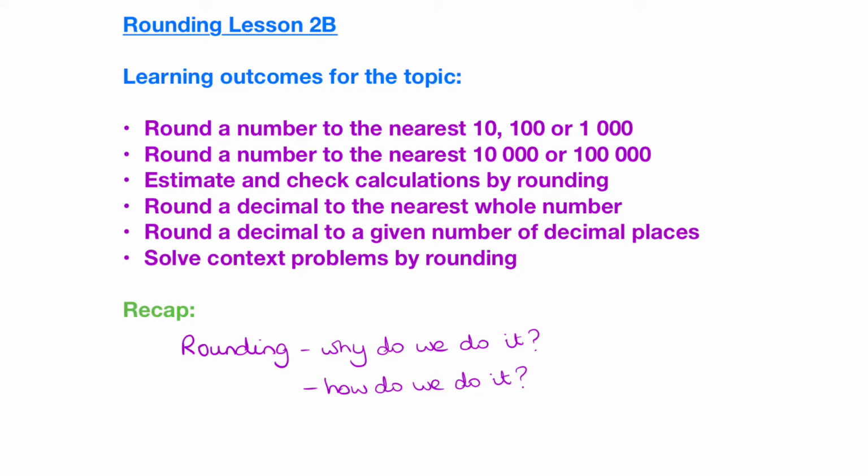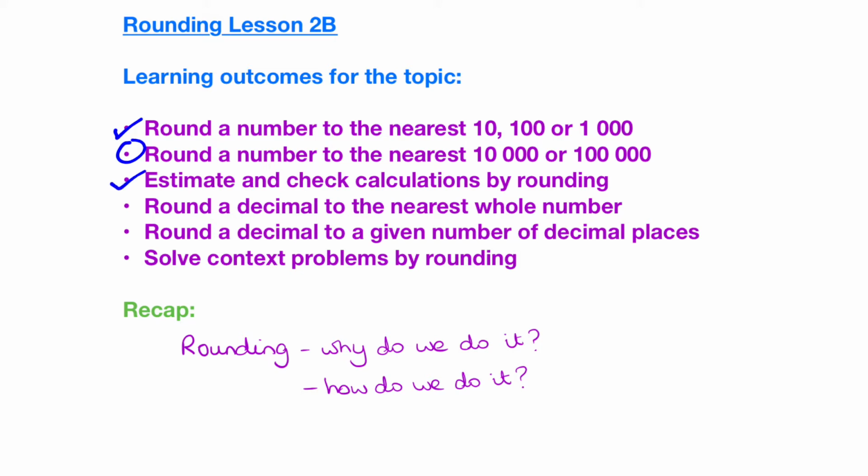Hello, this is going to be our last rounding lesson for a little while, and we're going to recap what we've done so far and then cover rounding to a given number of decimal places. So just to remind ourselves where we're up to, we can round to the nearest 10, 100 or 1,000. We're going to look at the end today about rounding a number to the nearest 10,000 or 100,000.